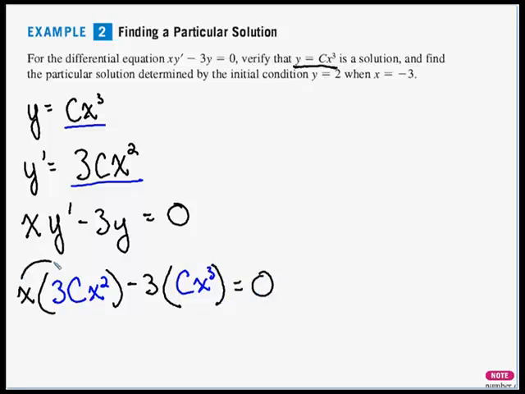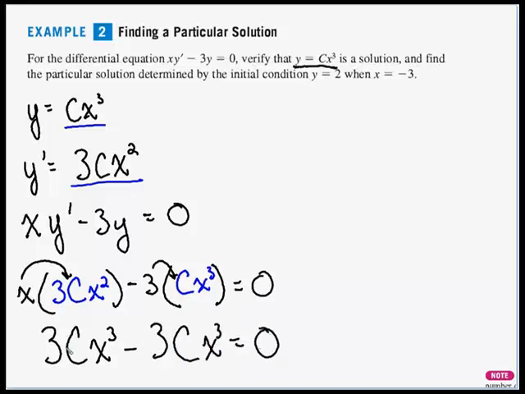So here we would distribute the x. We could even just distribute it right to, we have an x squared already. x times x squared is x to the third. So we have 3c x to the third. Minus here, we'd just distribute the 3 there, and we'd have 3c x to the third. Does that equal 0? Yes, it's 3c x to the third minus itself. That does in fact equal 0. So we did verify that that is a solution. Now we want to find the particular solution given our initial condition.